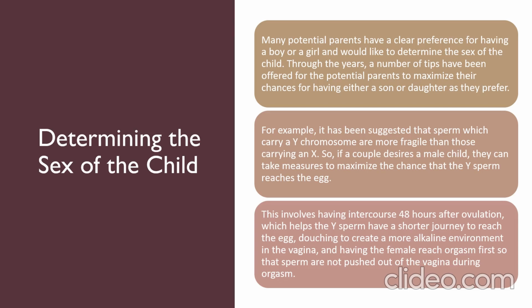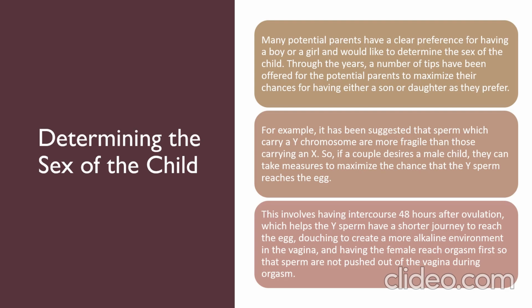An example, it's suggested that sperm which carry a Y chromosome are more fragile than those carrying an X. So if a couple desires a male child, they can take measures to maximize the chance that the Y sperm reaches the egg. This involves having intercourse 48 hours after ovulation, which helps the Y sperm have a shorter journey to reach the egg. Paano malalaman na nag-ovulate ka na? Siyempre, magpapa-ultrasound ka dyan para malalaman mo kung talagang nag-release na ng egg or nandun ka na sa ovulation period.